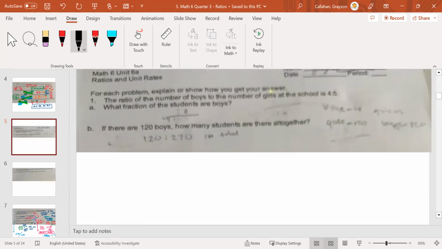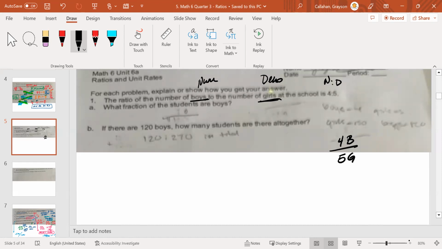Question number 1. For each problem, explain or show how you get your answer. The ratio of the number of boys to the number of girls at school is 4 to 5. So 4 boys, 5 girls. The number matters. Boys to girls, so that's numerator, and that's denominator. 4 is numerator, 5 is denominator. You cannot flip-flop those, okay? What fraction of the students are boys?